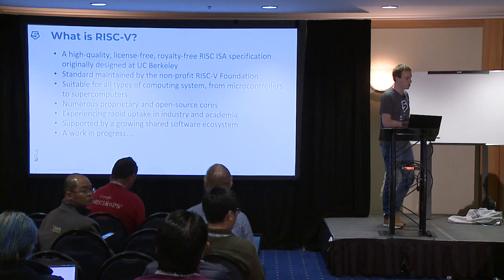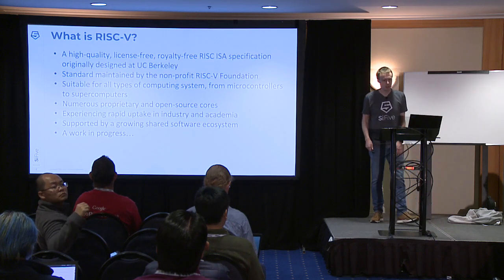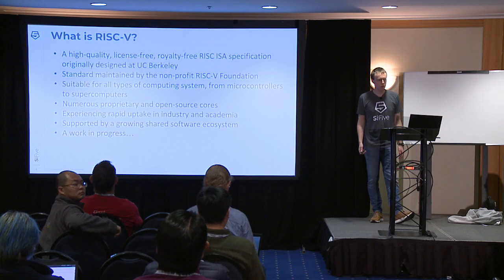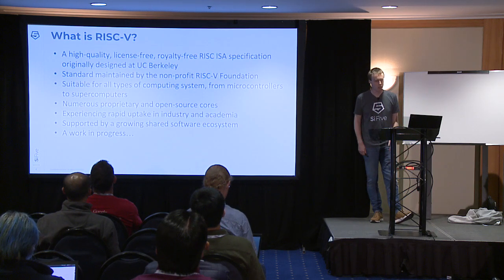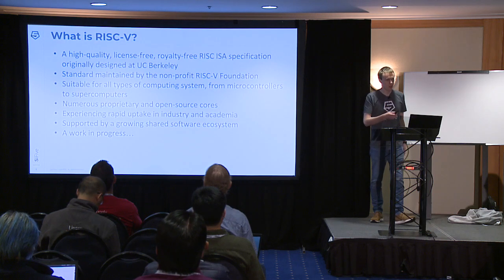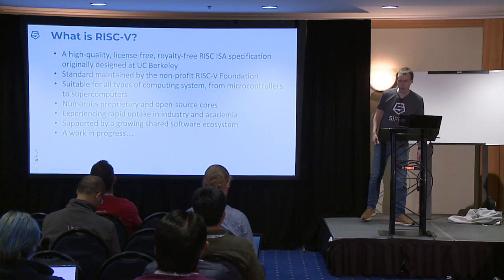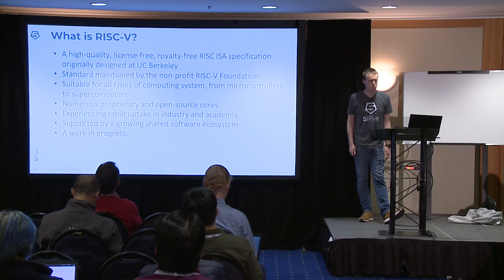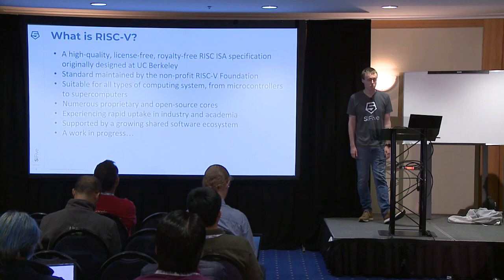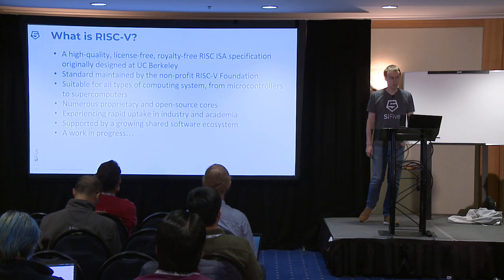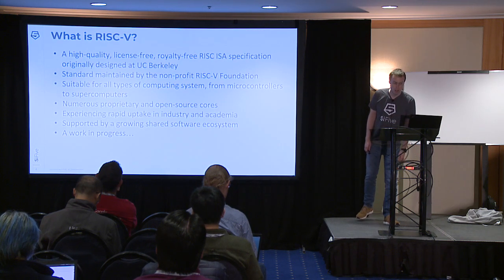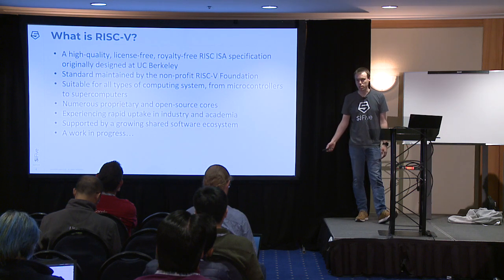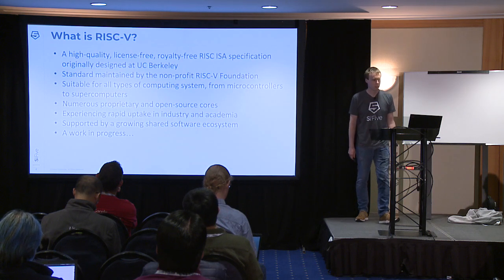So this is really what RISC-V was designed to do. It is a high quality, license and royalty free ISA specification. We designed it at UC Berkeley. Originally, we designed it for our own uses in academic research, and it got popular. People started asking questions about it, so we spun off a nonprofit foundation to maintain the ISA. The ISA is designed to be suitable for all types of computing systems, from small microcontrollers all the way up to large supercomputers. There are lots of cores for it, both proprietary cores and open source cores. We at SiFive maintain some open source cores, and we also sell some proprietary cores.